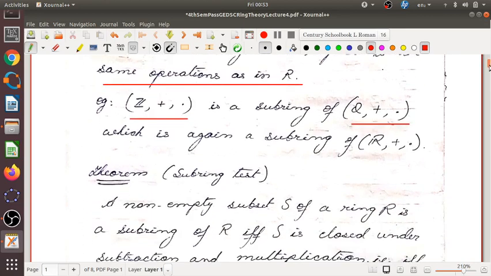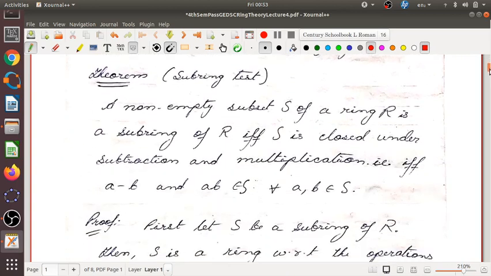Okay, so let us start with this theorem, which is a theorem for testing whether a non-empty subset is a subring or not. It's known as the subring test. A non-empty subset S of a ring R is a subring of R if and only if S is closed under subtraction and multiplication. That is, if and only if A minus B and AB belong to S for every A and B in S. Means you take any arbitrary elements A and B inside S.